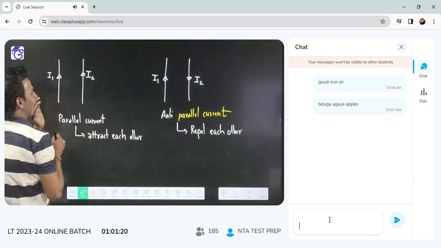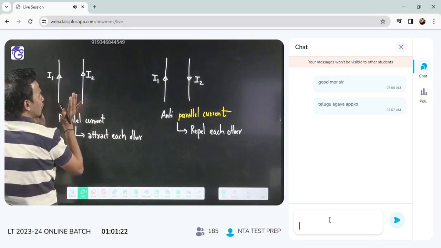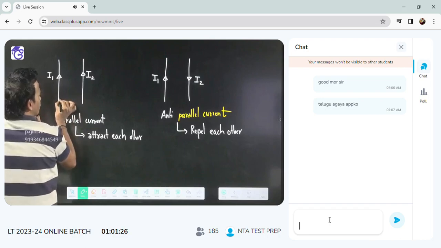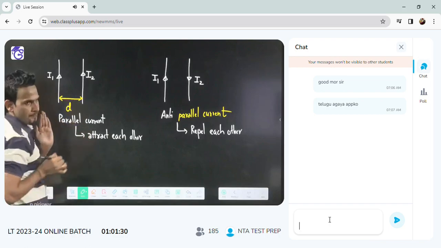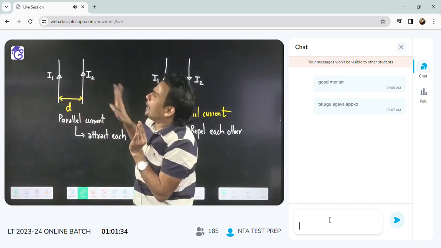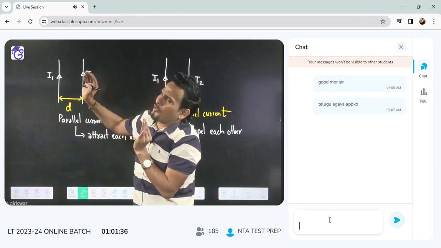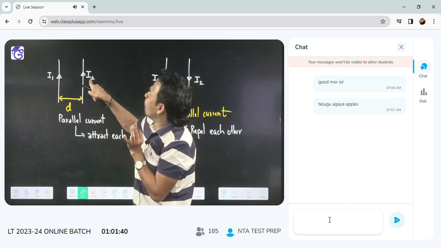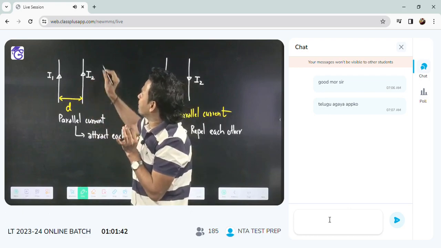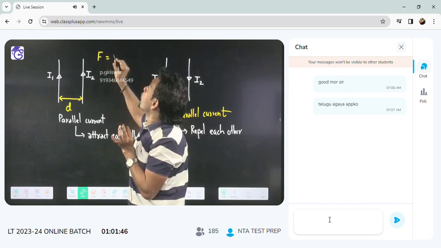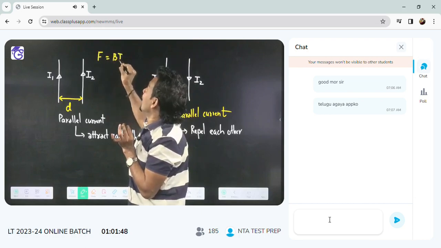So see here how to find the value of the force of attraction or repulsion between two parallel wires. Assume the separation between the wires to be d. Someone says, find the force on wire 2. The same force will act on wire 1 also, as an action-reaction pair. Tell me how much force wire 2 will experience.